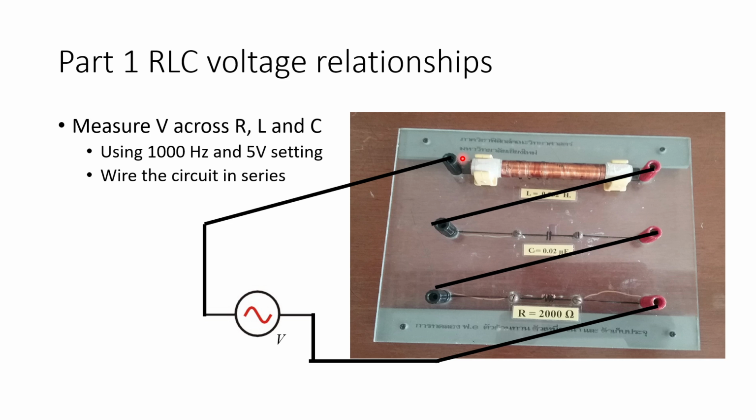It doesn't matter which way you plug it in, because in alternating current the voltage is switching back and forth. Then put the setup at 1000 Hertz and 5 volt setting, and wire the whole thing in series like this. From there you measure the voltage across different parts of the circuit, make a note, and see if the total voltage comes out to be 5, exactly as you expected.